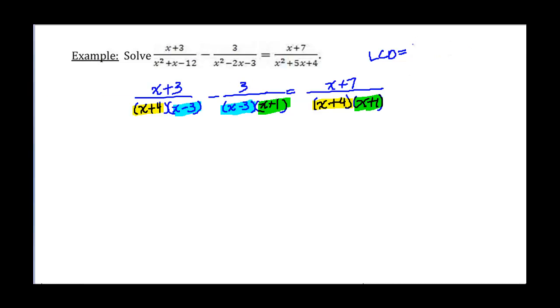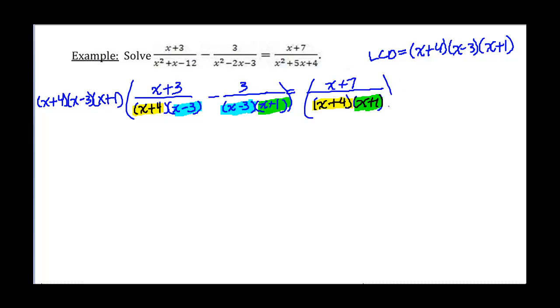All right, so our LCD is going to have 3 factors this time: x plus 4 times x minus 3 times x plus 1. And so I'm going to multiply both sides of this equation by those factors, x plus 4, x minus 3, x plus 1. And I'm going to do the same thing on the right-hand side to keep my equation balanced. All right, when I do that on my left-hand side, I've got to use my distributive property. Now, I'm not going to write this out this time because I don't have enough space, but you're going to see that some things are going to cancel.